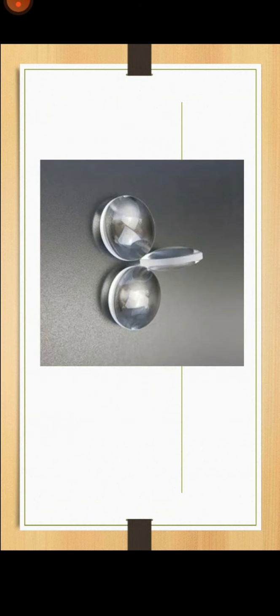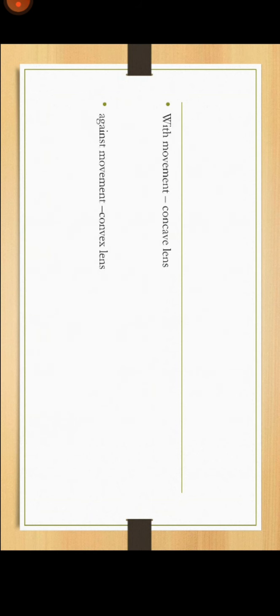Then coming, these are also convex lenses. Then how do we differentiate a convex lens and a concave lens, or otherwise concave or convex, or plus or minus spectacles? We can differentiate them by moving it. When a convex lens is moved towards right and left, the image will move with the movement of the lens.